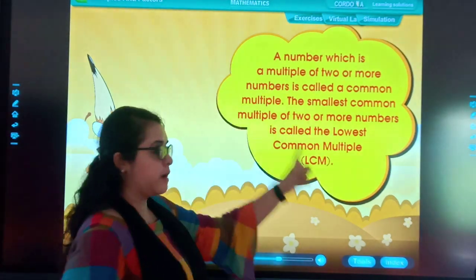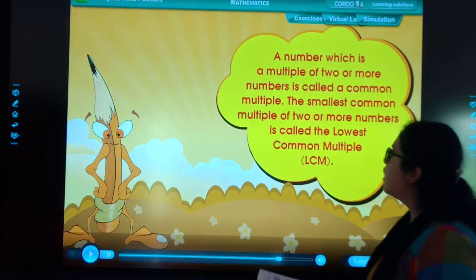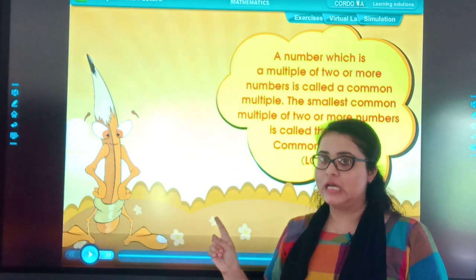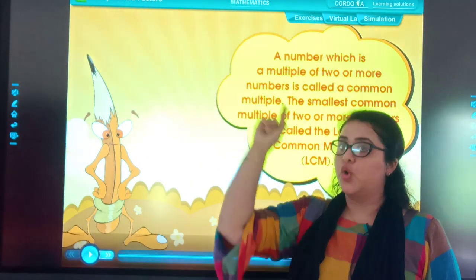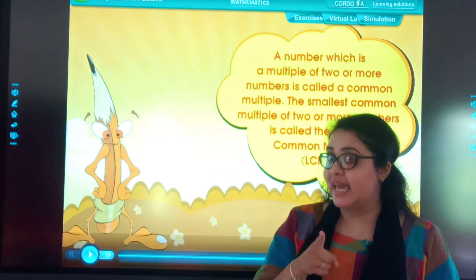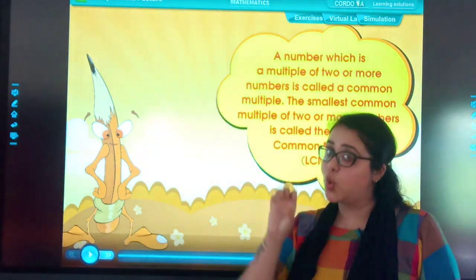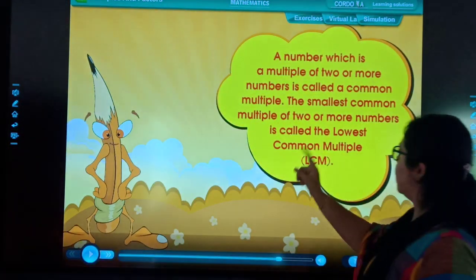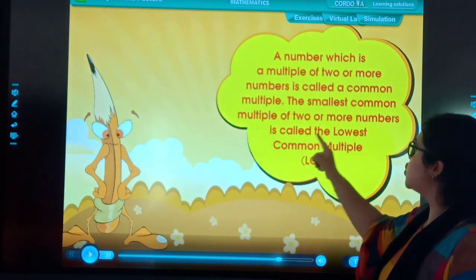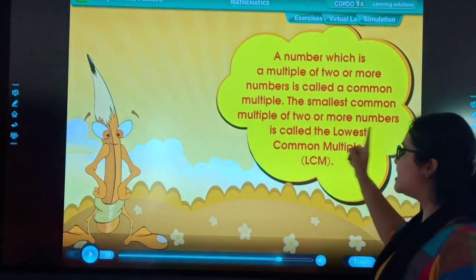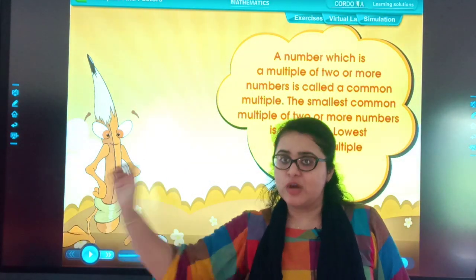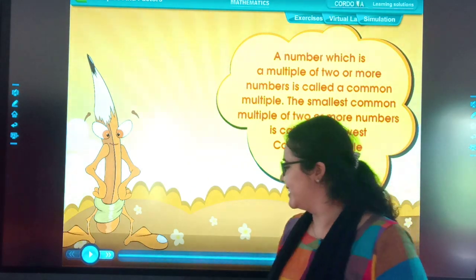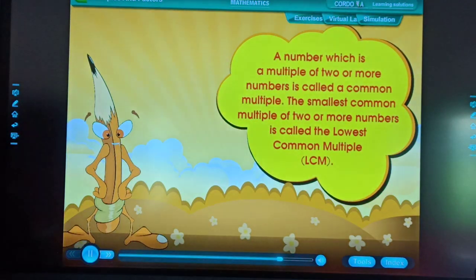See students, now the pencil has come to explain this. Have a look. A number which is a multiple of two or more numbers is called a common multiple. As we saw, we observed the multiples of 3 and 4. What was common in both? Yes, 12 and 24. 12 was smaller, so it becomes my LCM. The smallest common multiple of two or more numbers is called the lowest common multiple. Of the common multiples I found, the smaller one will become my LCM. Okay? Lowest common multiple, LCM.